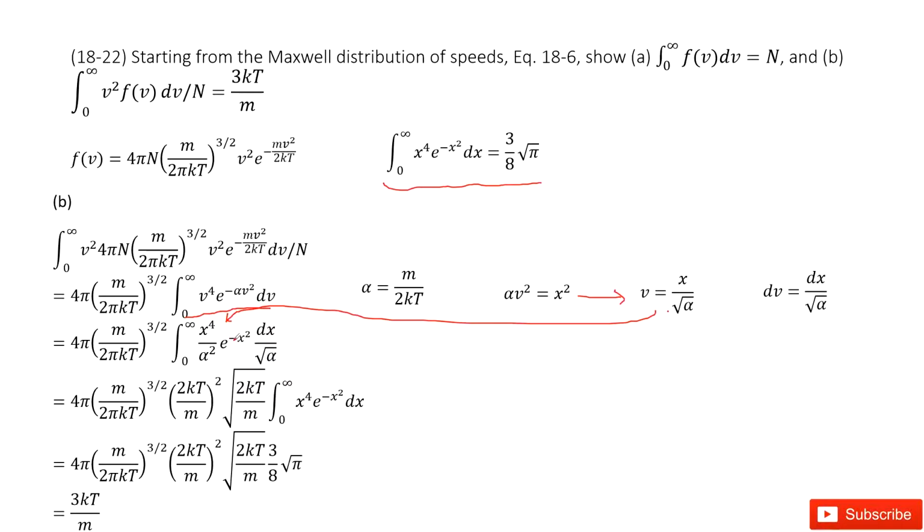And then we get e to the negative alpha v squared becoming e to the negative x squared, and dv as dx divided by square root of alpha. It is close to this term, agree? It is close. Now we take these terms out. So we take the 1 over alpha squared and 1 over square root of alpha out. And this one looks exactly the same as in the mathematical handbook. Agree? And then we input the answer for this integral and reorganize these terms, and get the final answer there. Thank you.